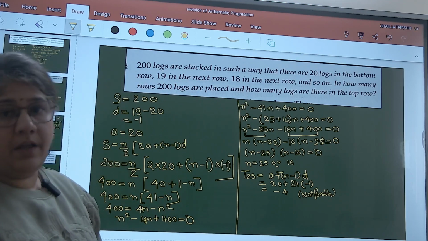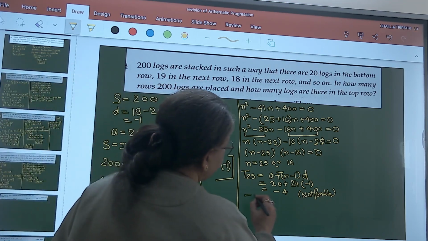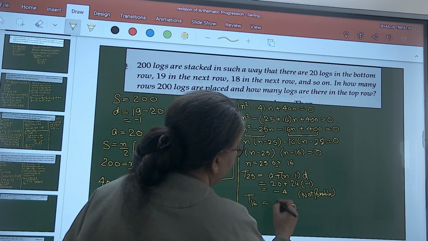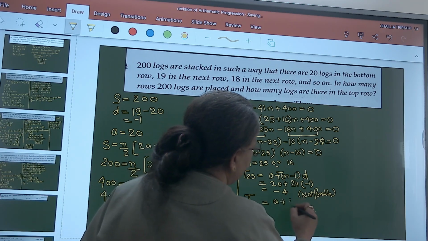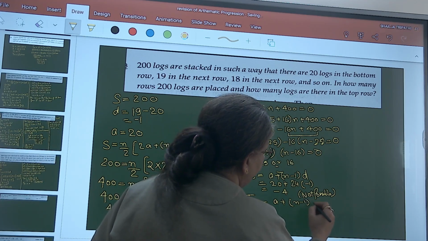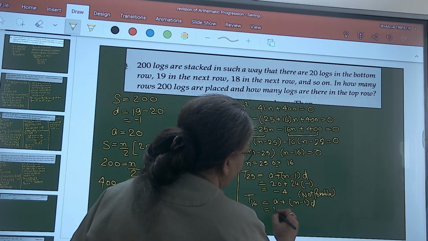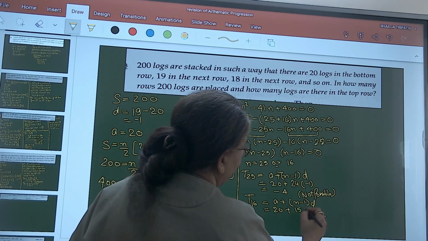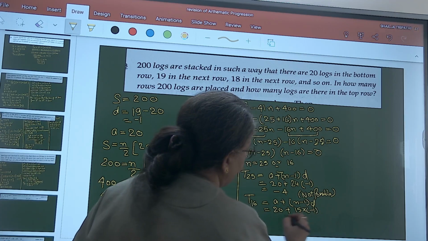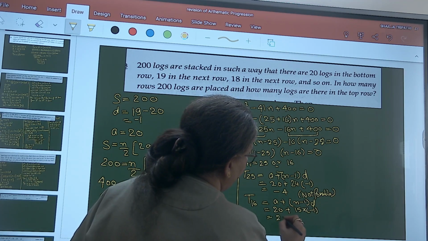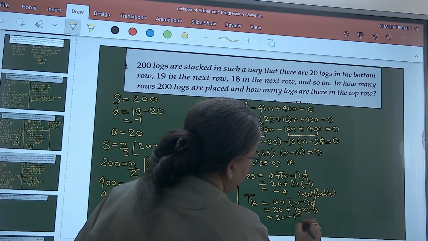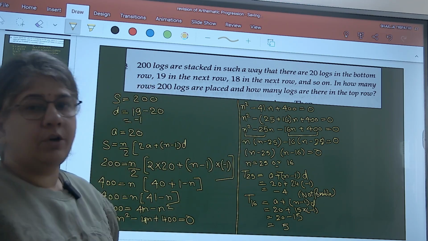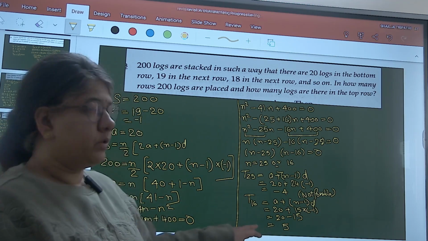Now we find T16. T16 is equal to, again, A plus n minus 1 d. So you get 20 plus 15 multiplied by minus 1. So what you get? 20 minus 15. So the answer is 5. So the number of logs on the topmost row is 5, and this is possible.